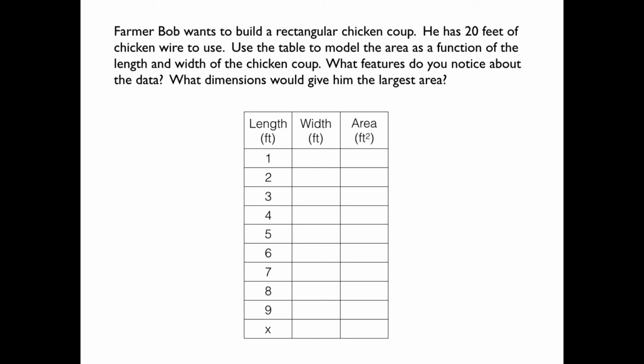Okay, to warm up for today, I'd like you to consider the following problem. Farmer Bob wants to build a rectangular chicken coop. He has 20 feet of chicken wire to use. Use the table to model the area as a function of the length and width of the chicken coop. What features do you notice about the data, and what dimensions would give him the largest area?